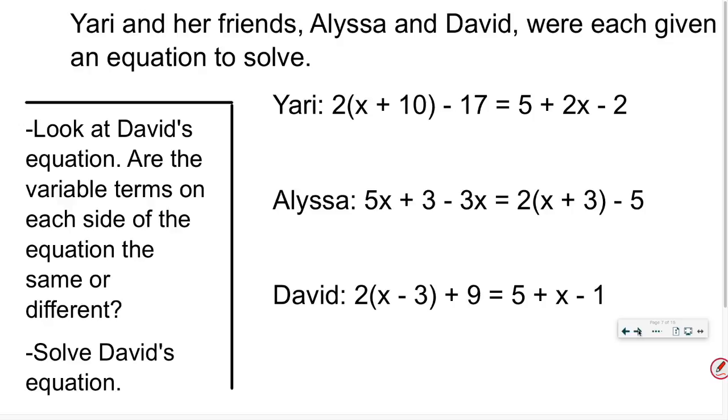Let's look at David's. If we simplify David's, we would get 2x. Simplify the rest for me. What do I have? Minus 6 plus 9, which would be equals 3. Equals what? 4.